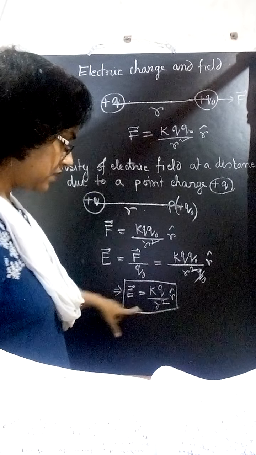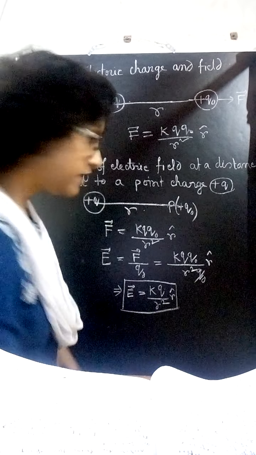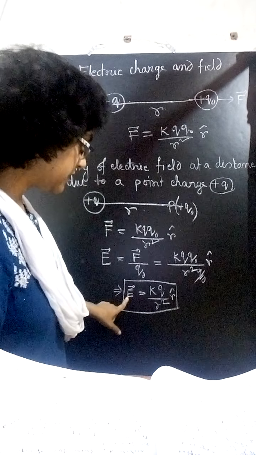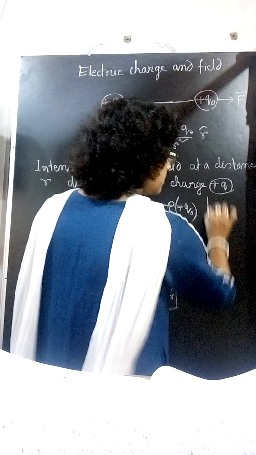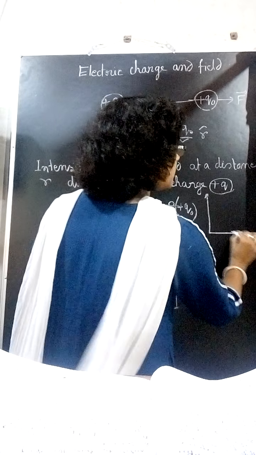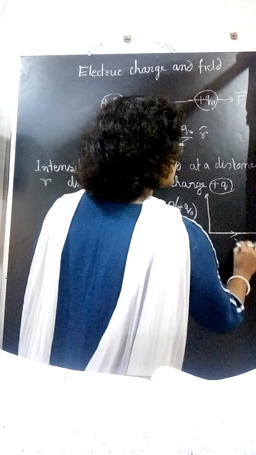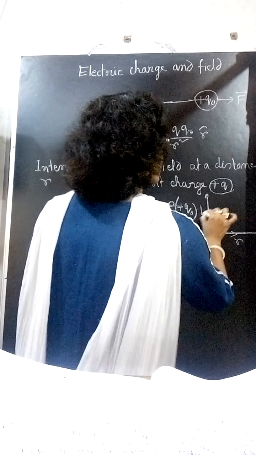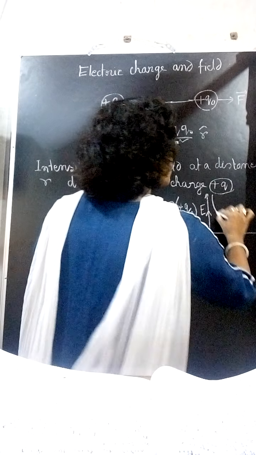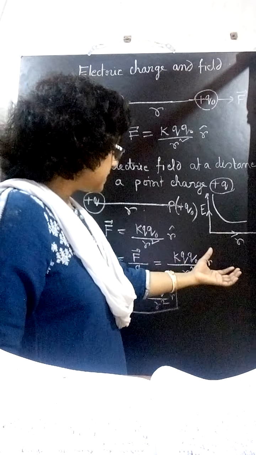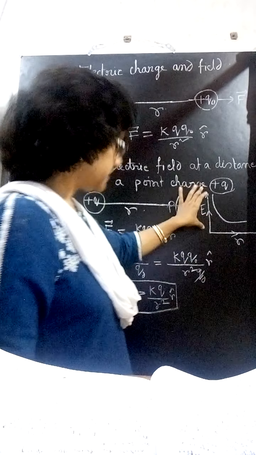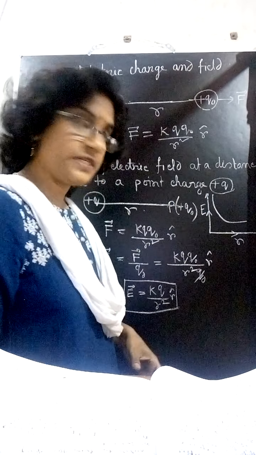Now from the expression it is clear that if we draw the graph between r and E, with r along the x-axis and E along the y-axis, then the graph will be like that. That is, with the increase of the distance, the electric field intensity is decreasing.